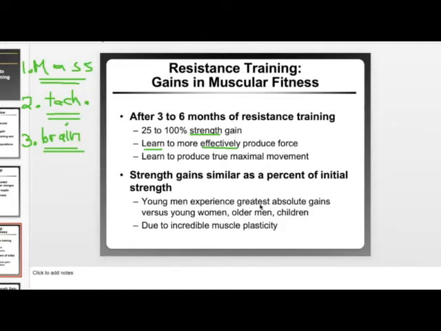Now, individuals who have started with no strength or resistance experience are going to have the absolute greatest increases in strength gain. And men are also going to have a higher increase in strength gain than females, but that's just because of overall general muscle mass size.